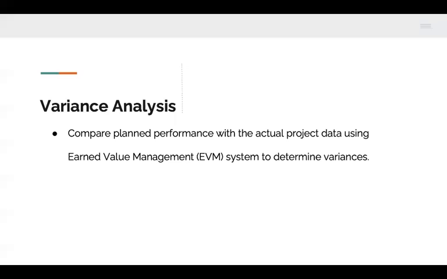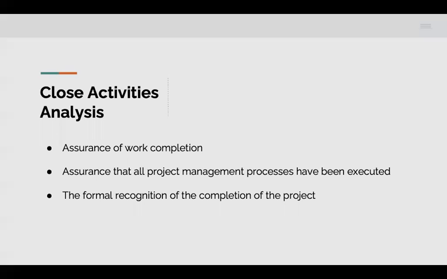Variance analysis is a critical technique that allows the project management team to compare planned performance with the actual project data continuously. And for this project, the project manager used an earned value management system to determine variances. Through that process, the quantum of deviation was assessed, key performance indicators were identified, and an estimated impact on project performance was highlighted.